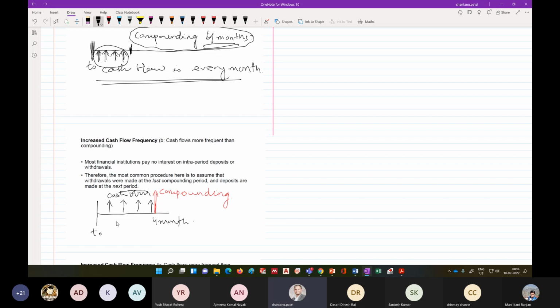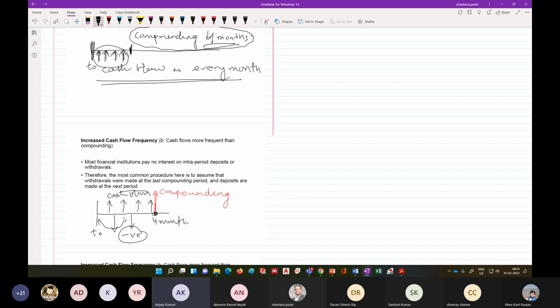And this cash flow will be deposited, or it will be assumed that it was deposited, at the end of 4 months. But let's say you have some expenses to run the mine. So this is a negative cash flow. Then what you will do is put it in the previous period, to be on the conservative side, you can say. Is this clear?